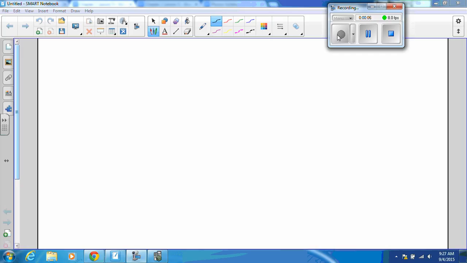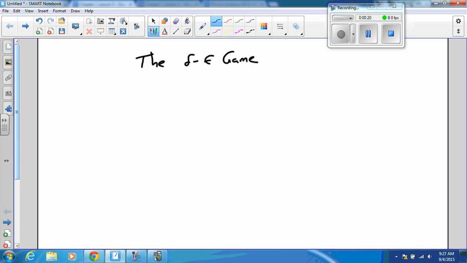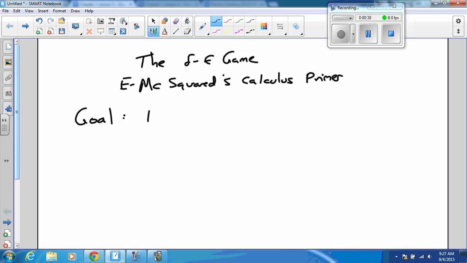What we're going to talk about is how to begin to think about the delta-epsilon proofs in terms of what I call the delta-epsilon game. I didn't make up this term. This is found in a book, I think we have it in the library, called E. McSquared's Calculus Primer. And our goal for today is to be able to find and prove limits of linear functions.